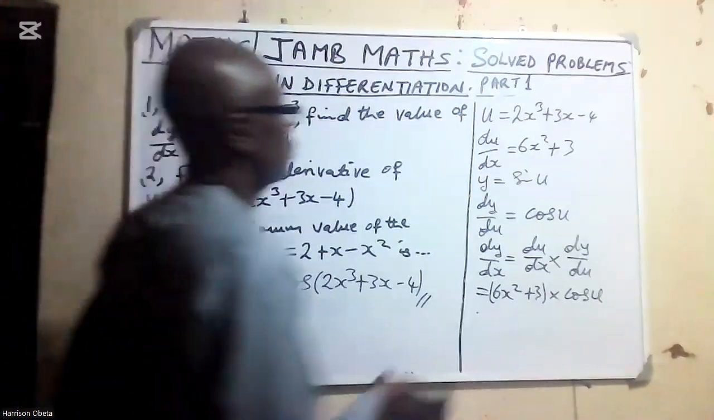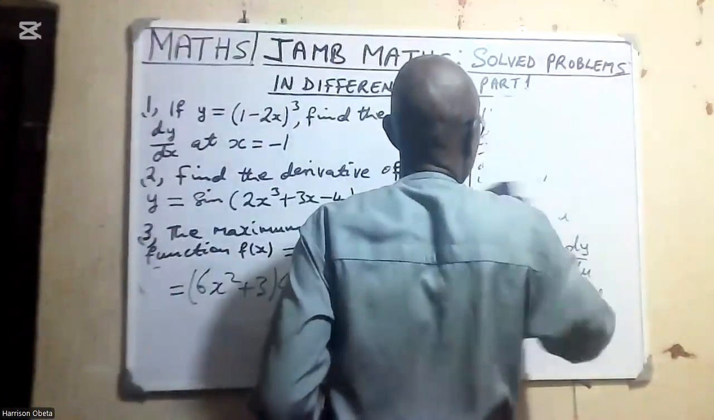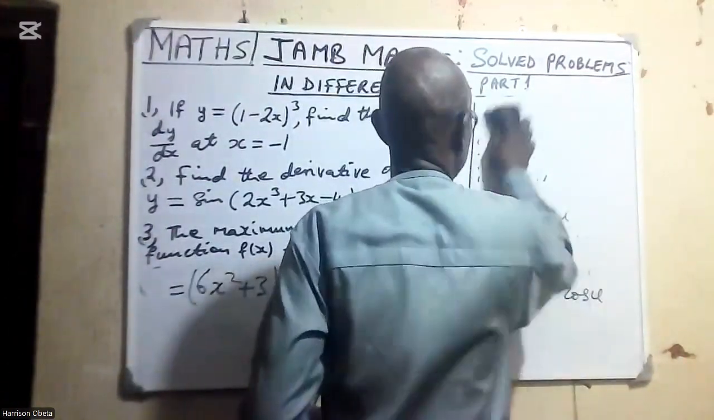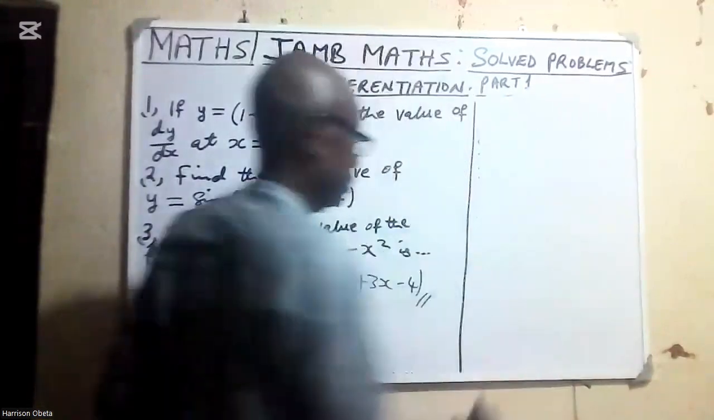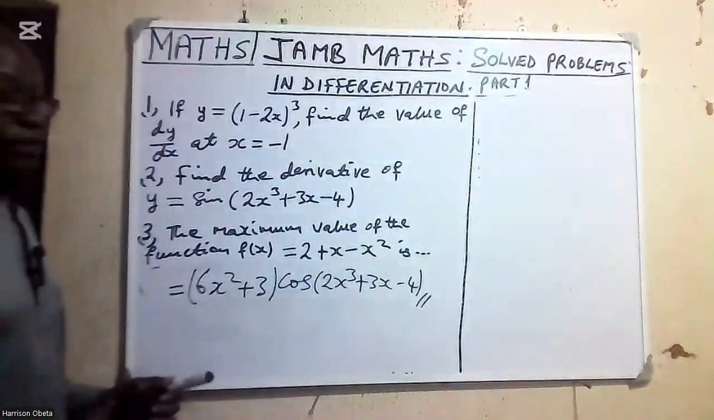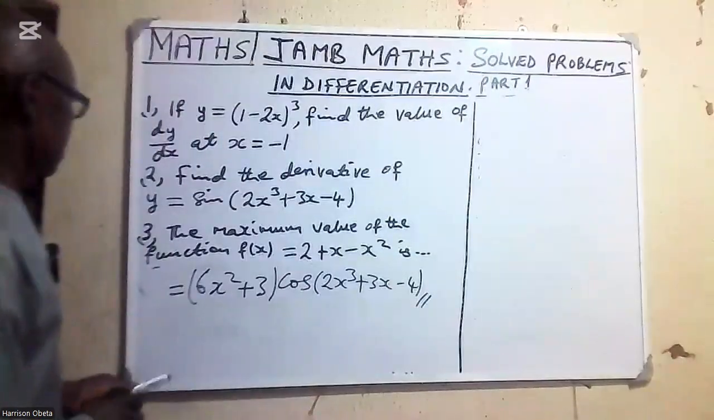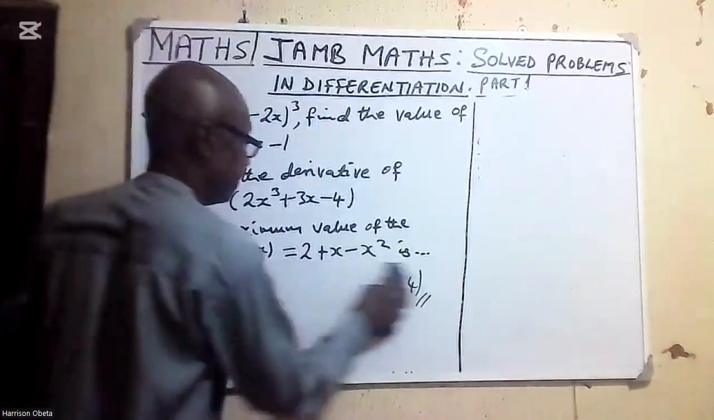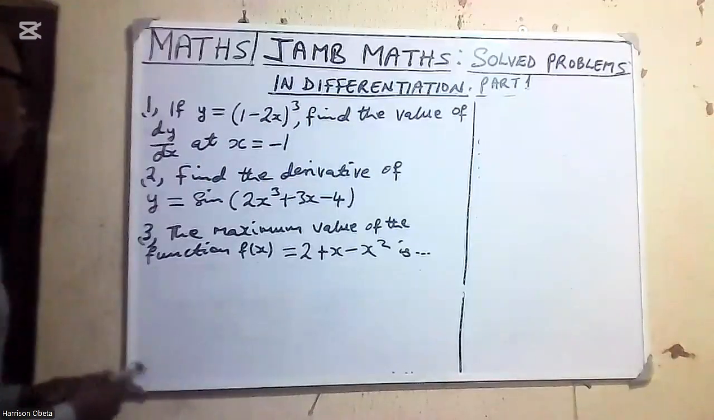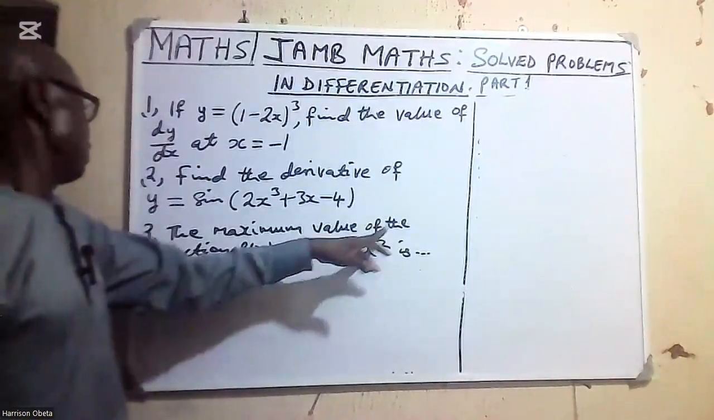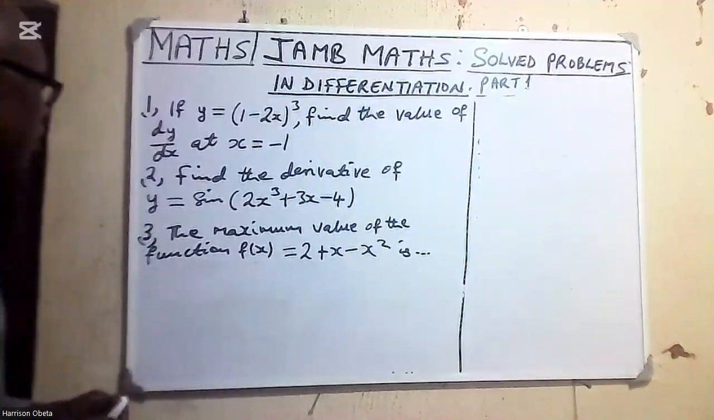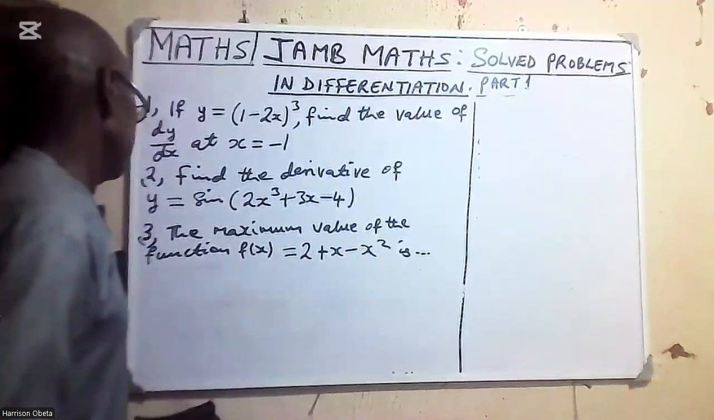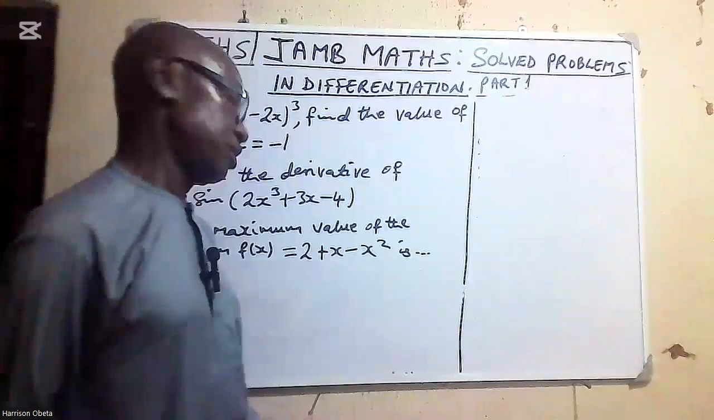And now we are going over to number 3. We have found the value. In number 3, we are asked to find the maximum value of the function f of x equal to this. Yes, we have to differentiate.